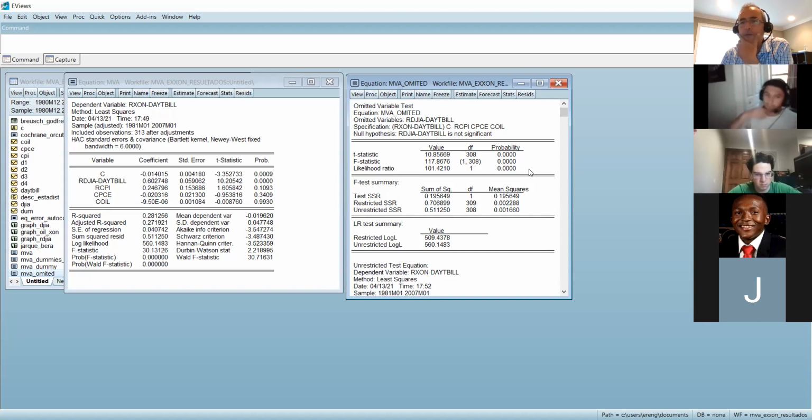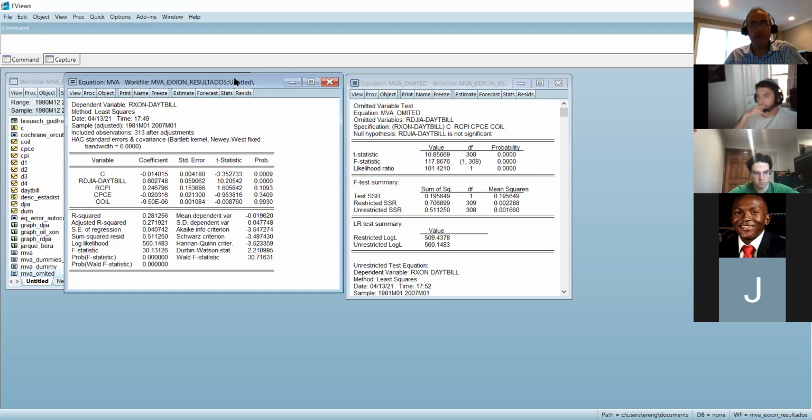5% significance level. You will reject, which means the factor is significant. Exactly. And so what is next? You need to include this variable in your equation. Got it? Make sense to everyone? Questions?